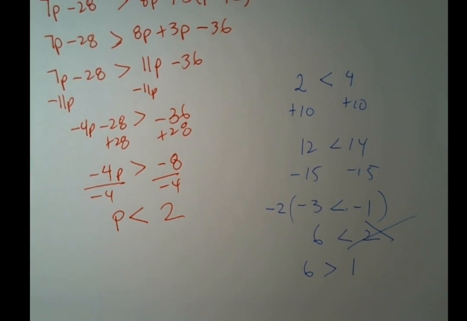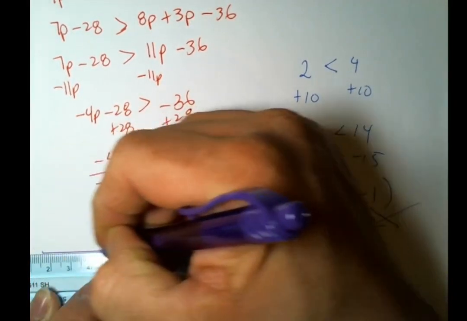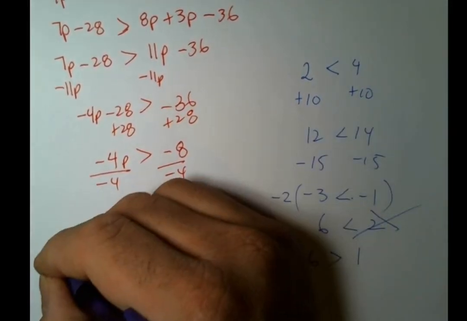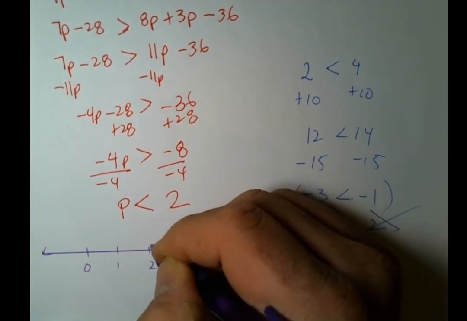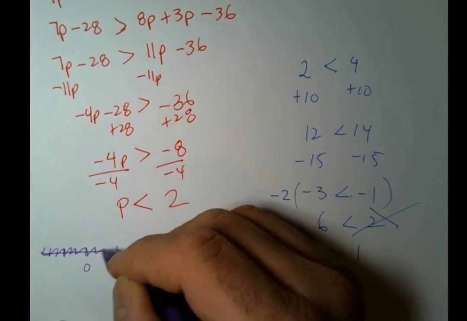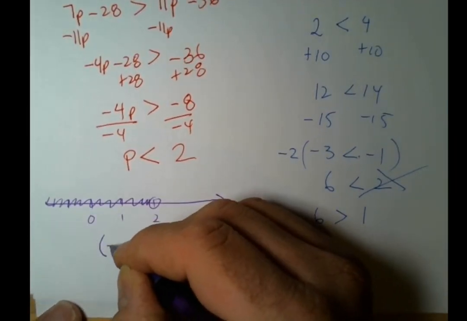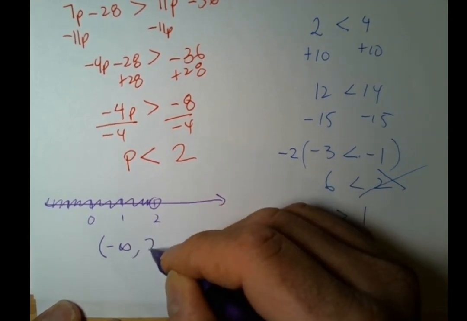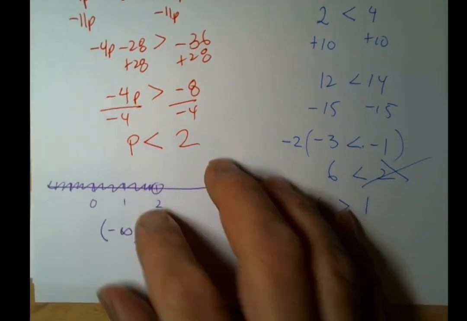Now, to wrap this problem up, let's graph the solution. 0, 1, 2, strictly open, and less than, so everything to the left. That's the graph on the number line. In interval notation, we get from negative infinity to 2. All right, thank you.